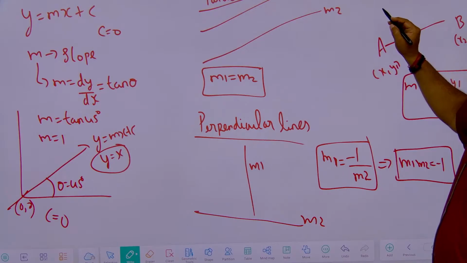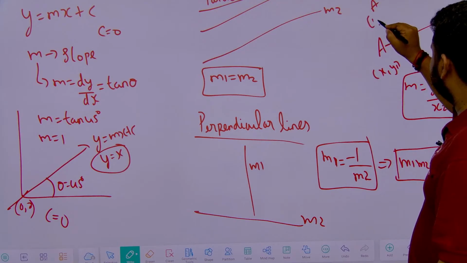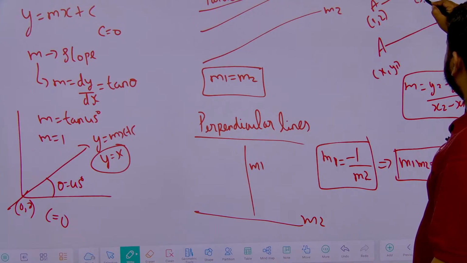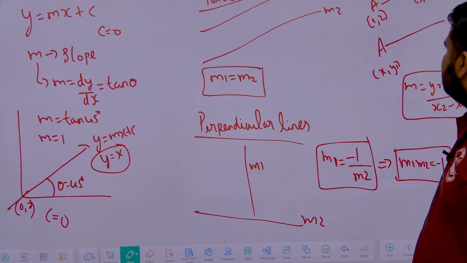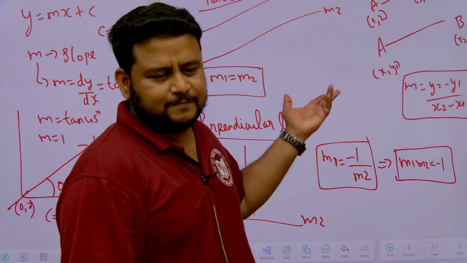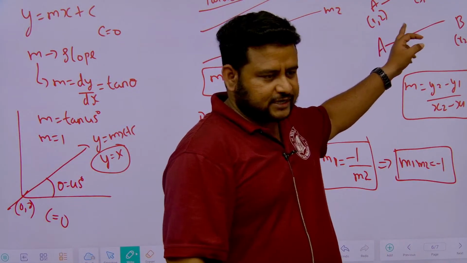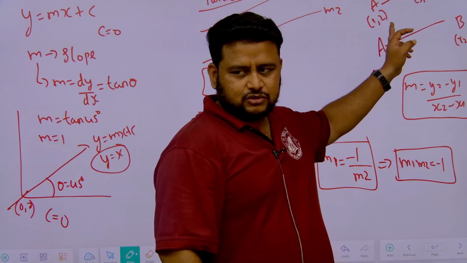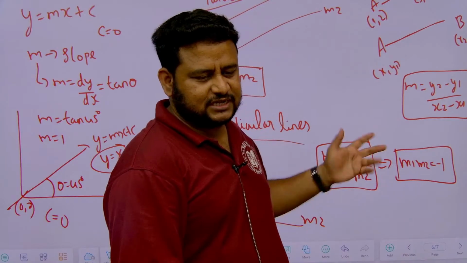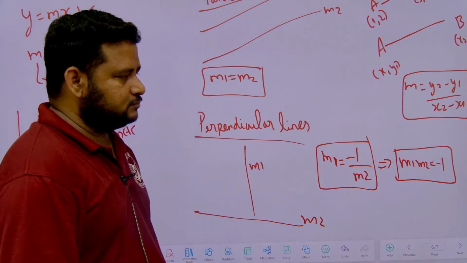Suppose you are having A is equal to 1 comma 2 and B is equal to 3 comma 4. If I want the slope, I will do 4 minus 2 by 3 minus 1, the y coordinates over the x coordinates. So 2 by 2, the slope will be equal to 1. That's all. This is how easily you can find out the slope. Make a note of it.